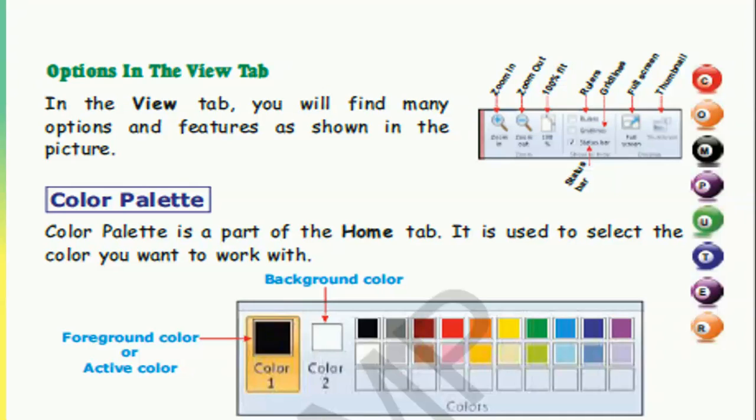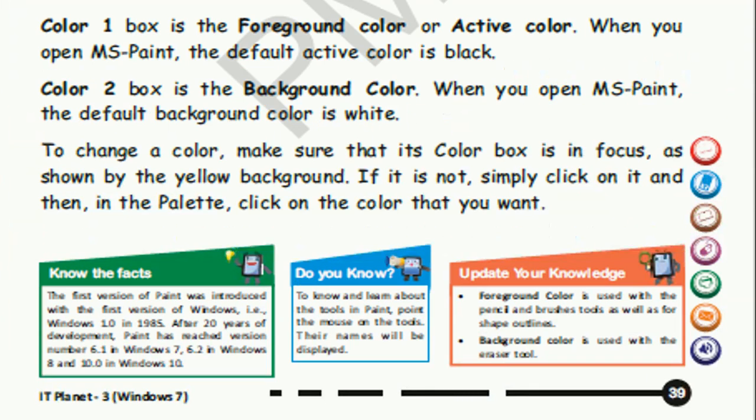Color palette. Color palette is a part of the Home tab. It is used to select the color you want to work with. Foreground color or active color and background color. Color 1 box is the foreground color or active color. When you open MS Paint, the default active color is black.